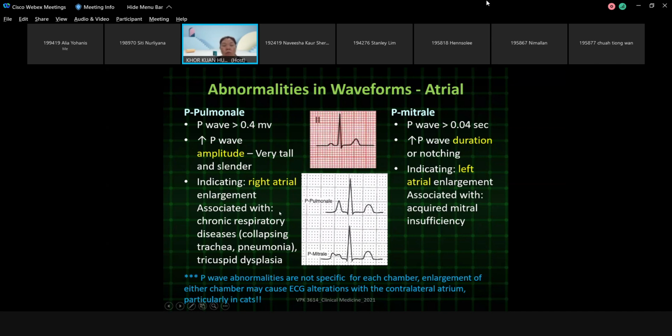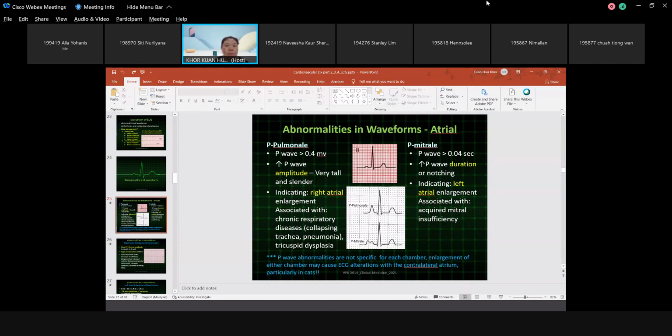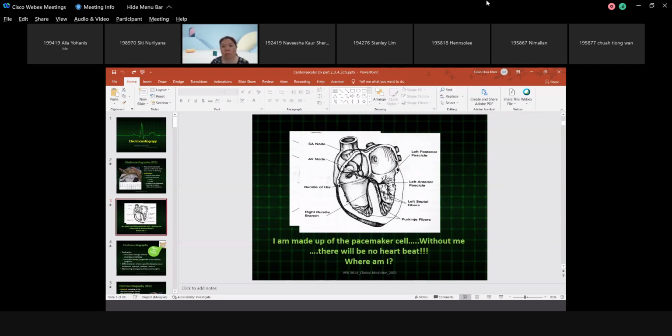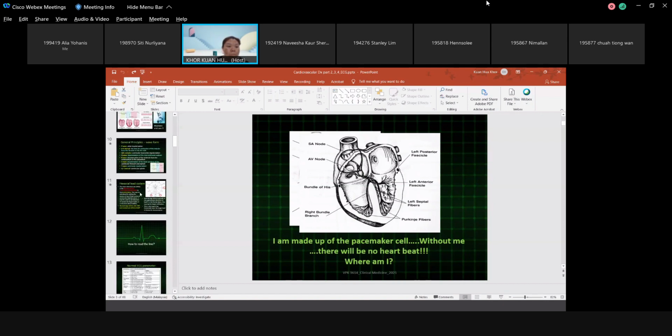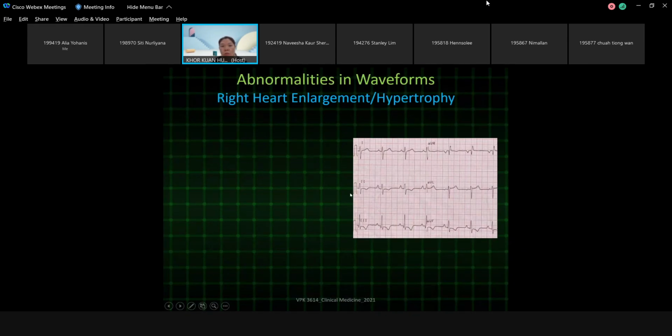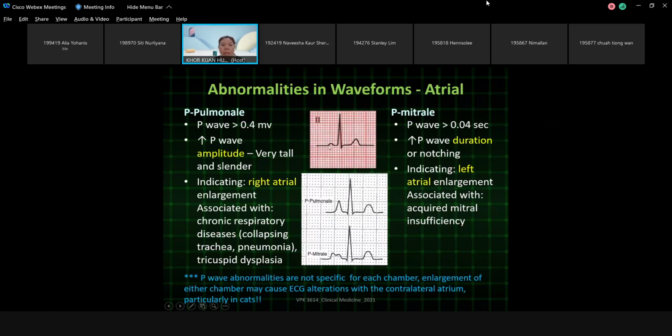Okay, where does the SA node sit? Do you all still remember where the SA node sits? Where does the pacemaker cell sit? Okay, in the right side of the heart, the pacemaker, SA node will be sitting over here, then the AV node. So actually the P wave doesn't indicate who has the problem. It just tells you that the atrium has got enlargement. So the P wave is very simple, there are two, pulmonale and mitrale.